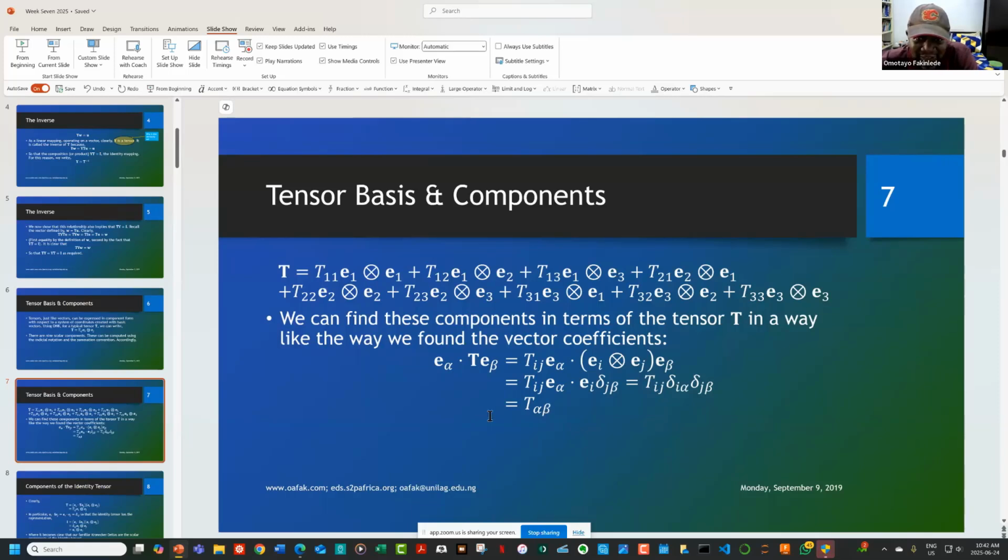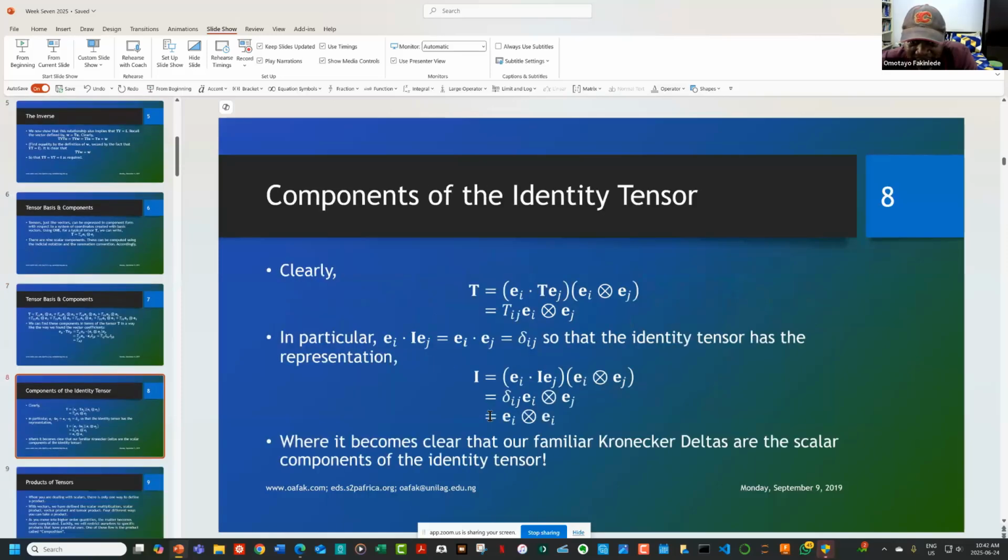So if that is true, we can therefore say that Tij is simply Ei dot TEj. So we can say that T is equal to Tij Ei circle times Ej. So the Tij is obtained by doing this. First of all, operate T on Ej, because that will give us a vector, and take a dot product of that vector with Ei. That is the expression that gives us Tij.